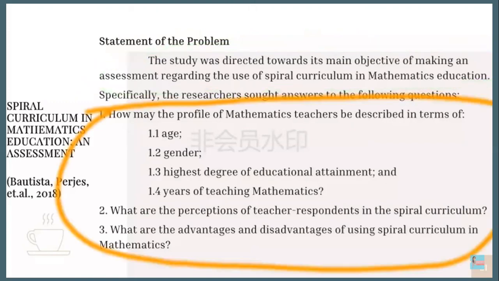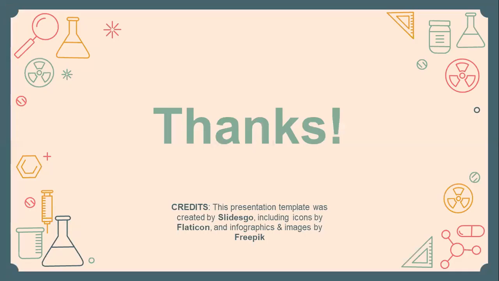And here are our WH questions, which are specific problems. Okay, how may the profile of mathematics teachers be described in terms of age, gender, highest degree of educational attainment, and years of teaching in mathematics? Number 2, what are the perceptions of teacher respondents in the spiral curriculum? And 3, what are the advantages and disadvantages of using spiral curriculum in mathematics? Oh, that's it. Yun lang.